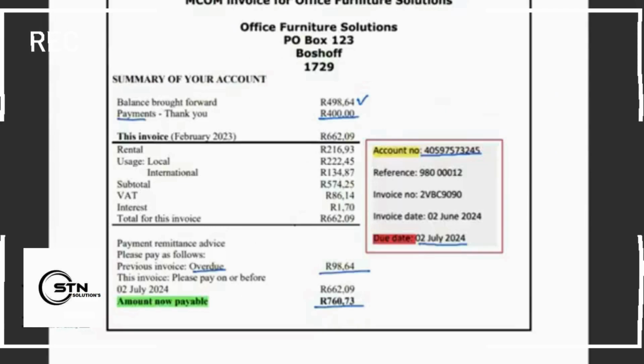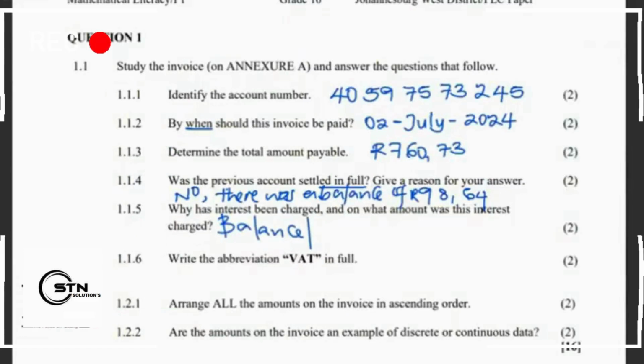We go back to our part and we look for interest. It's this much. So the amount charged, it's this much. It's charged on the balance or the outstanding amount. And how much is charged? It's 1 rand 70 cents.